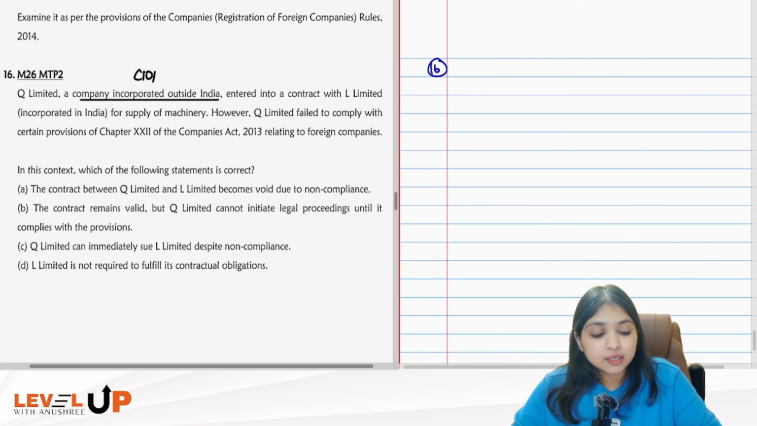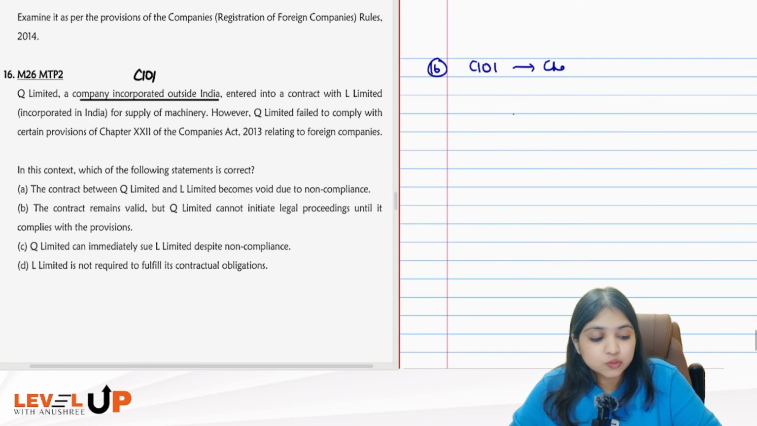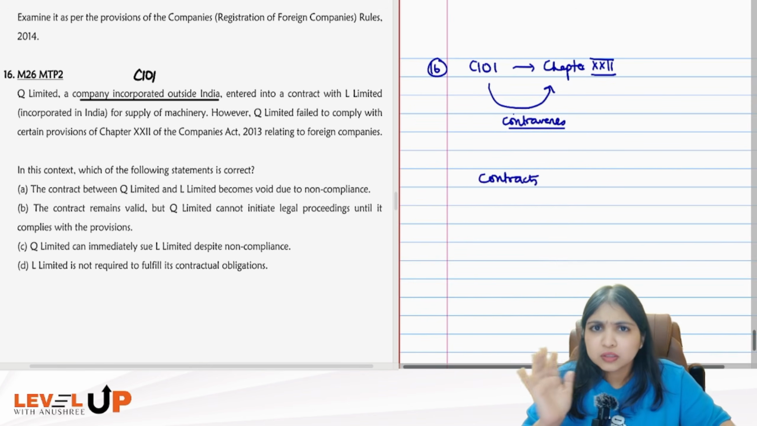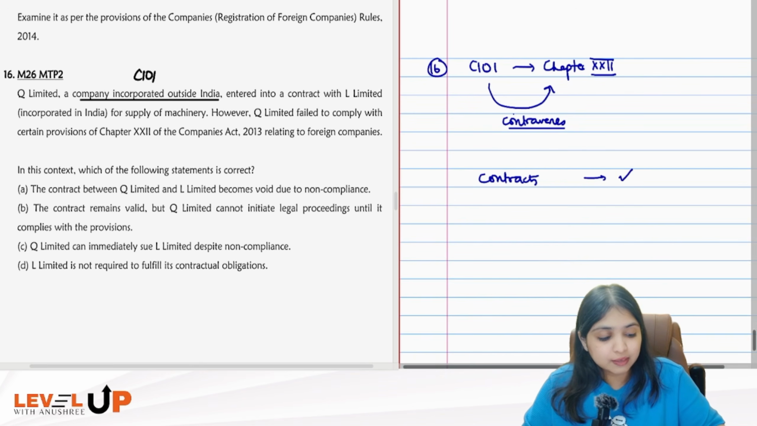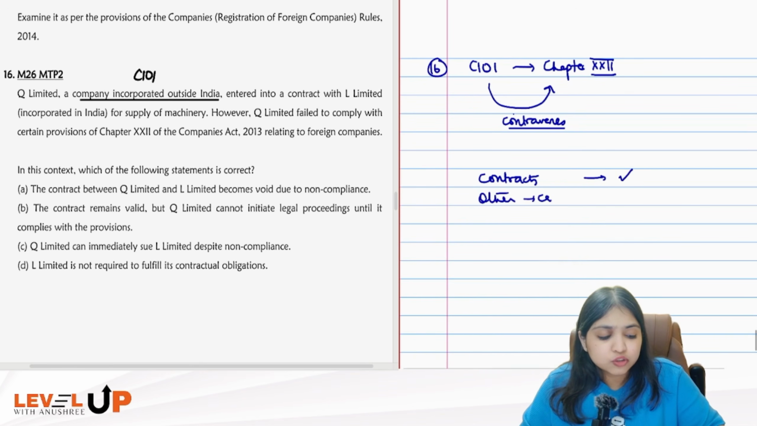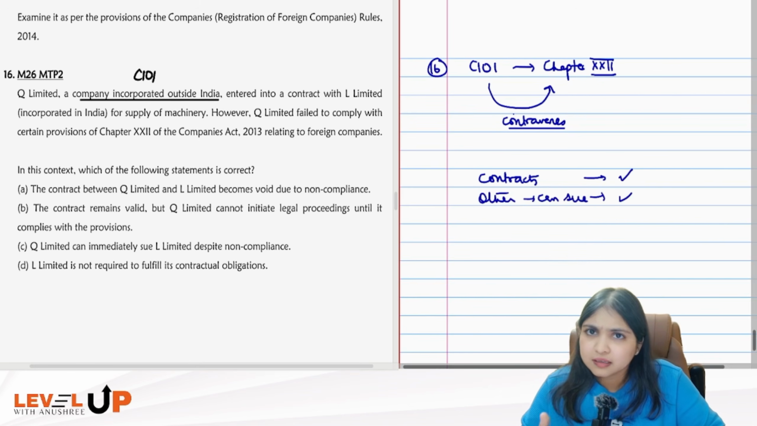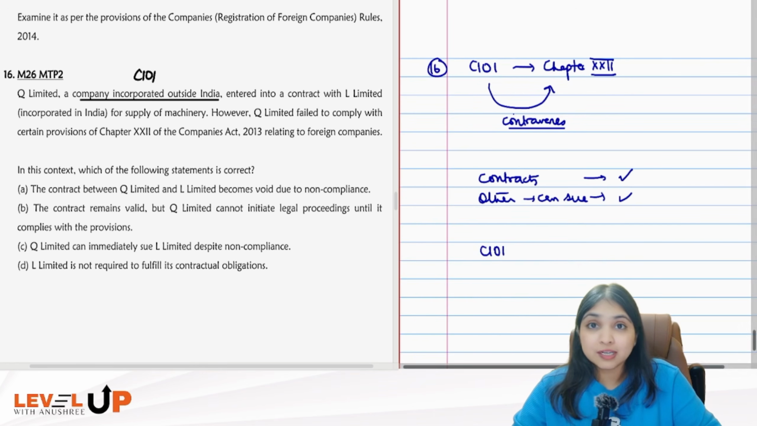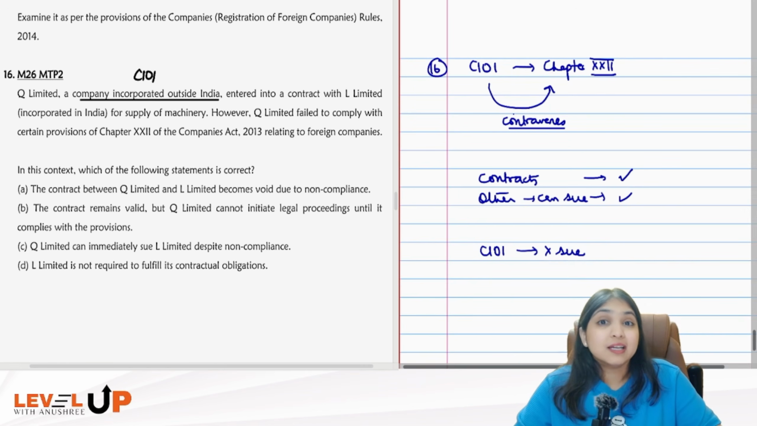Now listen to me. So if the company is incorporated outside India, this company has to comply with Chapter 22 of the Companies Act, guys. So if this company does not comply with this chapter, that is if the company contravenes any applicable provision of the Companies Act, then whatever contracts this company has entered into, nothing will happen. They will continue to remain valid. Other parties can sue this company, there's no problem. But however, this company incorporated outside India, which has contravened the provisions, will not be able to sue other parties. This company will not be able to take legal action against other parties.